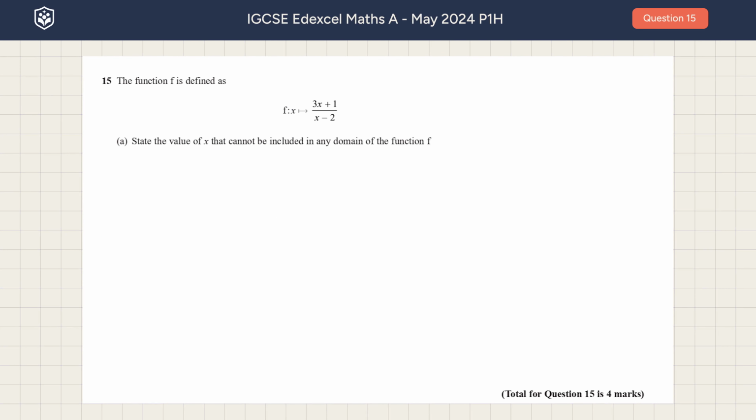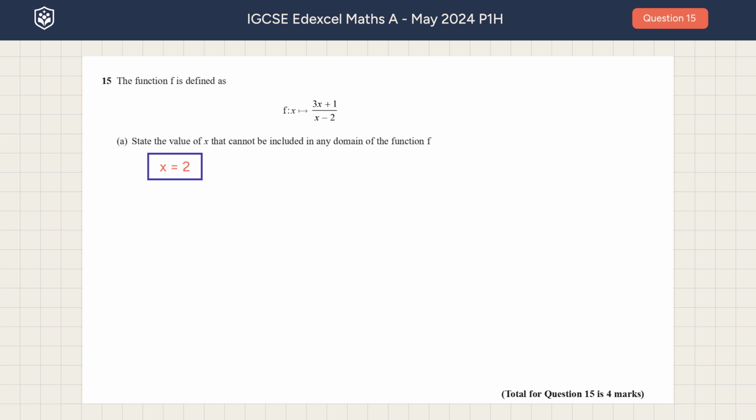Question 15 says the function f is defined as f of x equals 3x plus 1 over x minus 2. In part A, we are asked to state the value of x that cannot be included in any domain of the function. The answer is x equals 2.